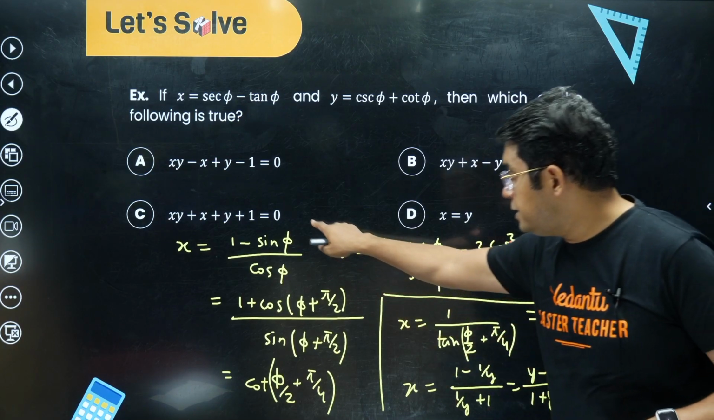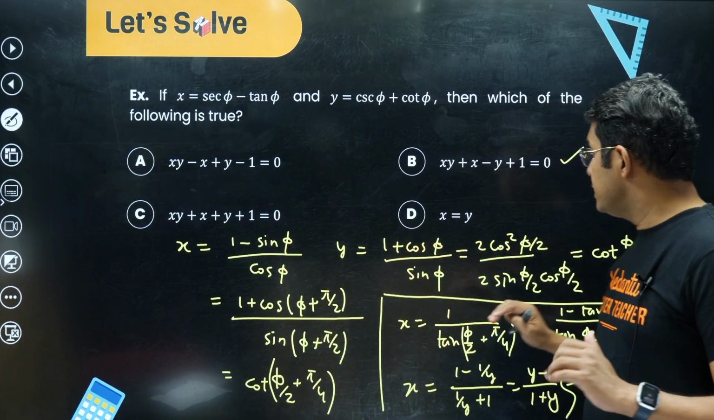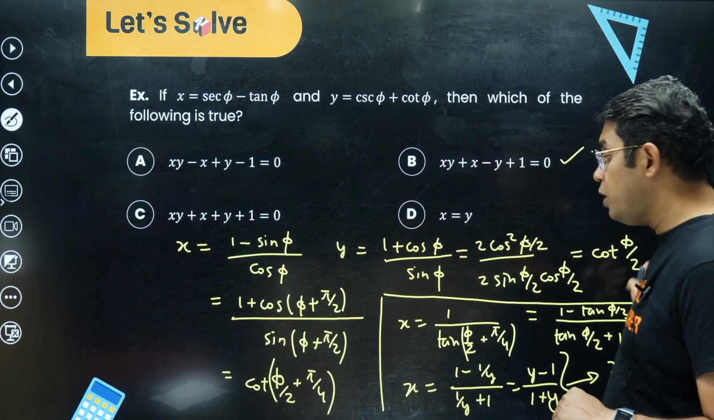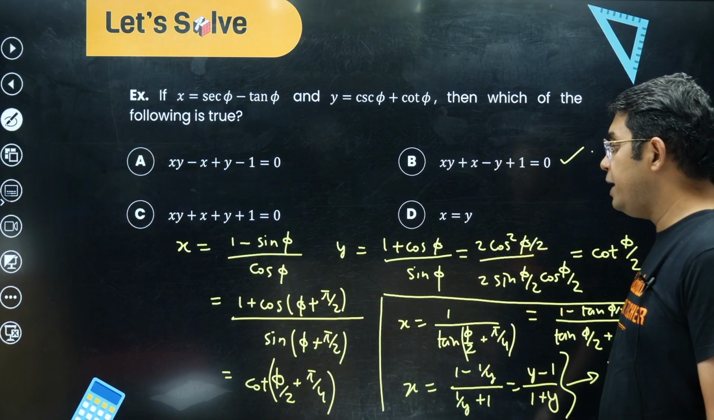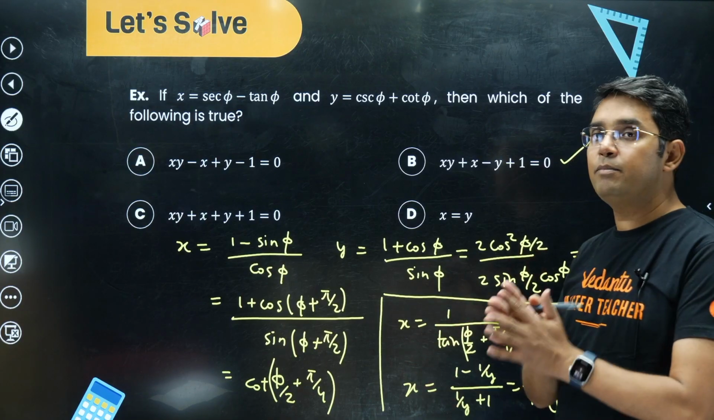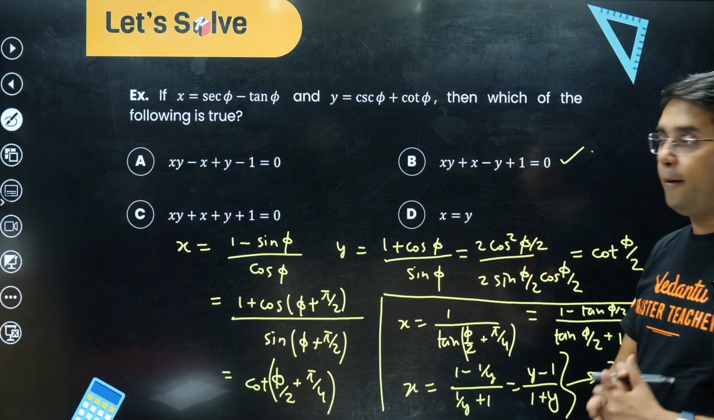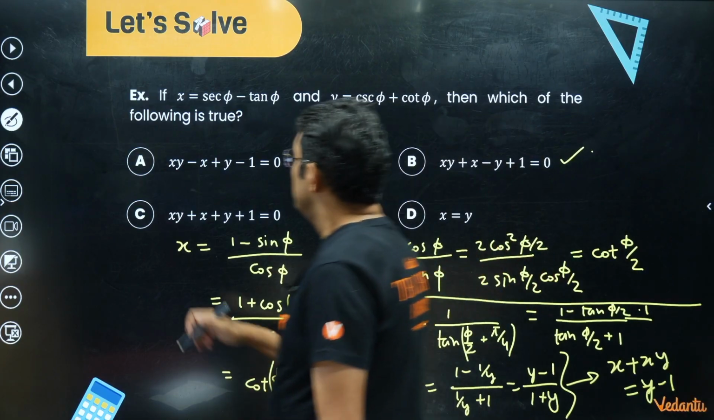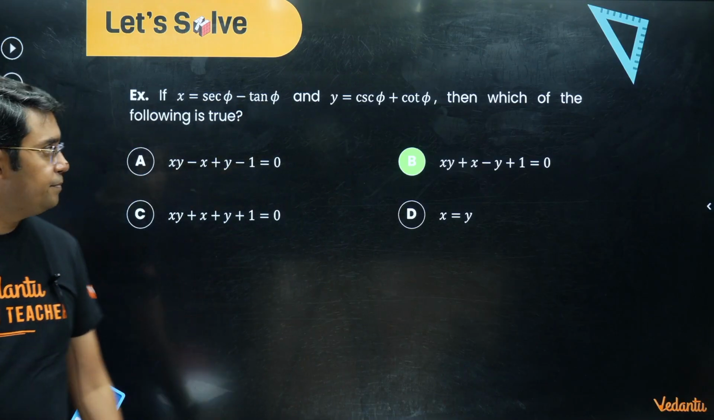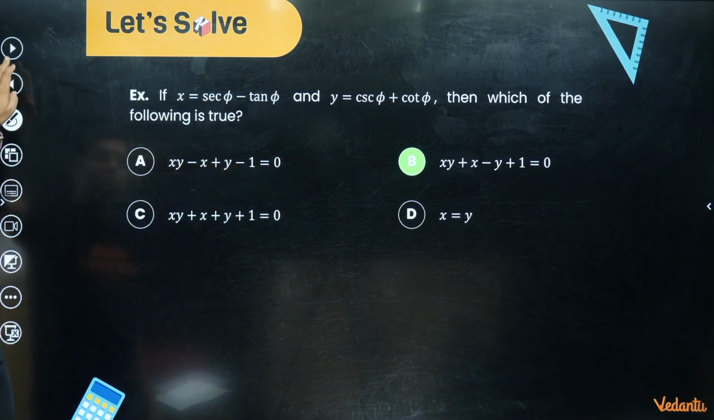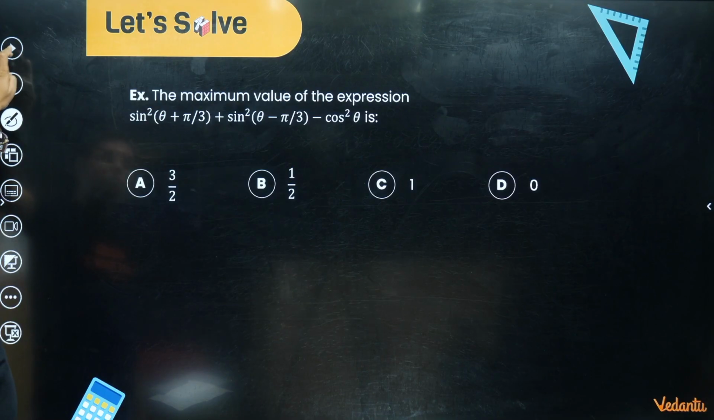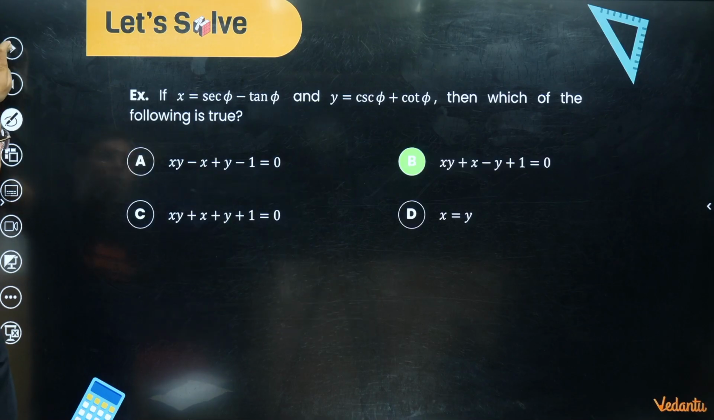Dear students, these expressions give you the hint that you convert them in terms of cot, same cot, and then eliminate cot to get a direct relation between x and y. Okay. Answer was, yeah, B only.